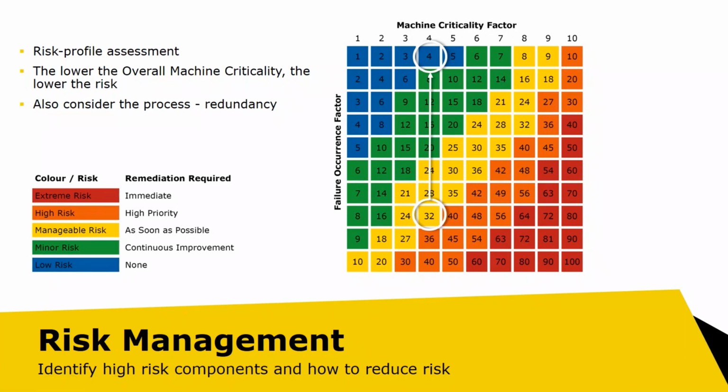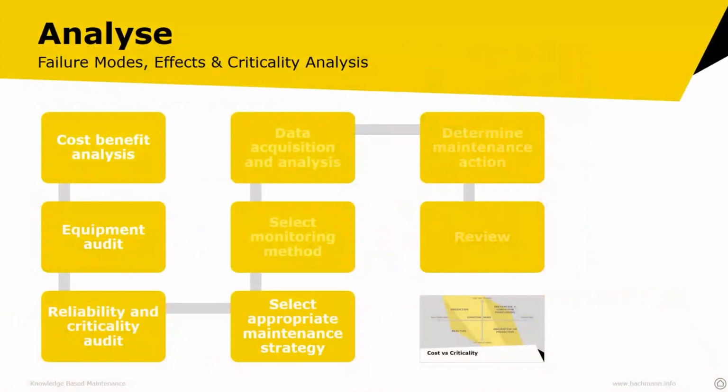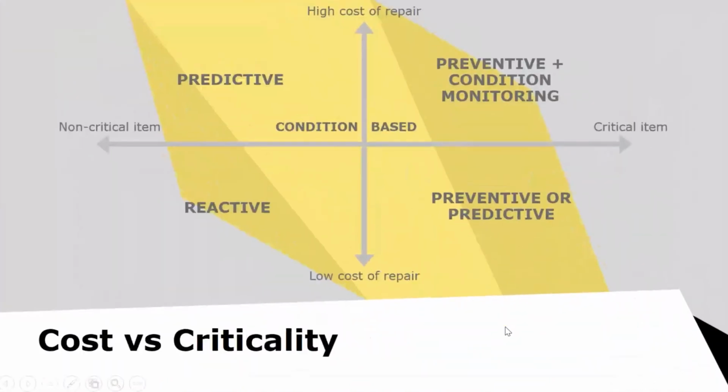So having gone on from our reliability and criticality audit, we've now got to select the right maintenance strategy. And here we're thinking about cost against criticality. So basically, the higher the cost of the repair, then the more carefully you have to think about how you're going to do that maintenance. And the more critical the item, then the less risk you can attach to it.